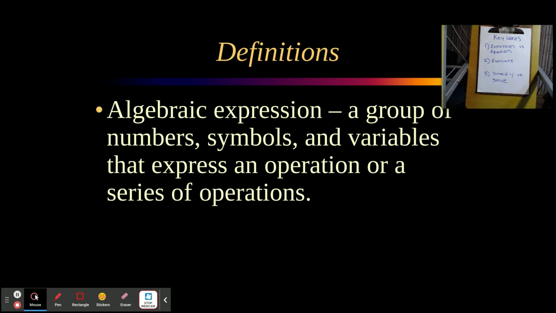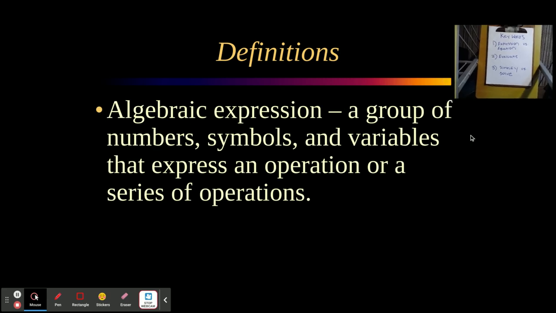Algebraic expressions. Oh, let me try to make this smaller so you can see all of it. Algebraic expressions are a group of numbers, symbols, and variables that express an operation or a series of operations. So basically what this is saying is an algebraic expression is a string of letters or numbers. It's a math sentence without an equal sign. There's no equal sign in this expression, as you notice. It's just a string of letters and numbers.